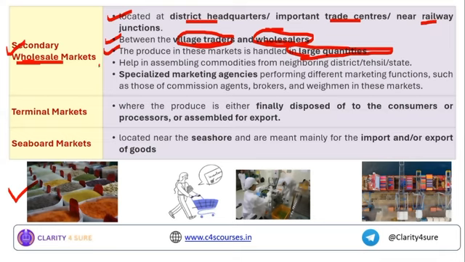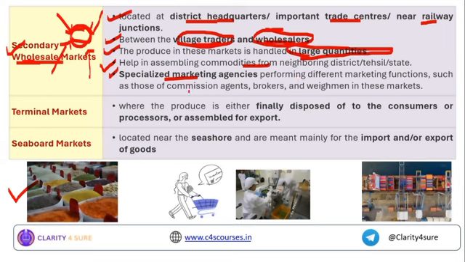These markets help in assembling commodities from neighboring districts to tehsil. Take the example that it is a secondary wholesale market, and everyone near that spot will come and sell or buy commodities in that market. So it is like assembling commodities from all other small markets. As it deals with large quantities, is located in district headquarters and assembles different commodities, we need specialized marketing agencies. These markets will have specialized marketing agencies performing different marketing functions.